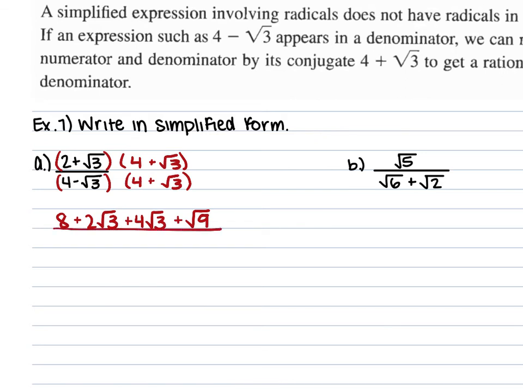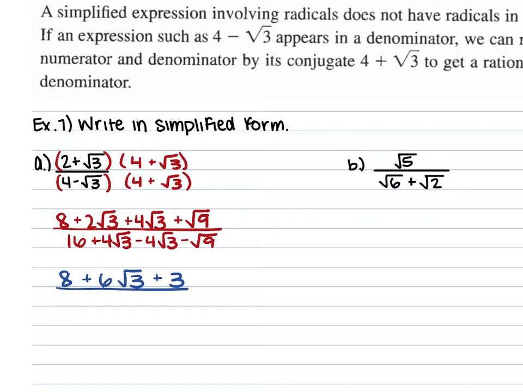In your denominator, the 4 times 4 gives us 16. 4 times the square root of 3 is 4 square root 3. Negative square root 3 times 4 is negative 4 square root 3. And negative square root 3 times the positive square root 3 is a negative square root 9. From here, we simplify. In the numerator, simplify the square root of 9 and combine your like terms. This is going to give us 8 plus 6 square root 3 plus 3.